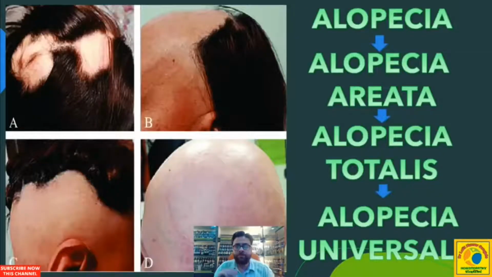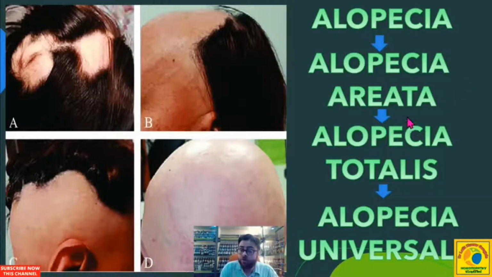Now this is the evolution of the disease which I was just telling you. First of all there will be alopecia, that is, general hair falling from the head. Then over a period of time the person will come to know that he has a spot on his head where there is no hair. Then this alopecia turns into alopecia areata.